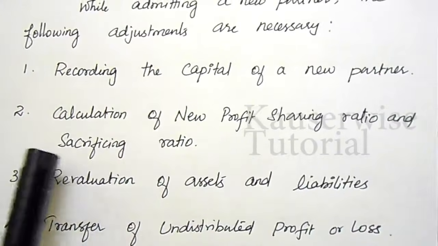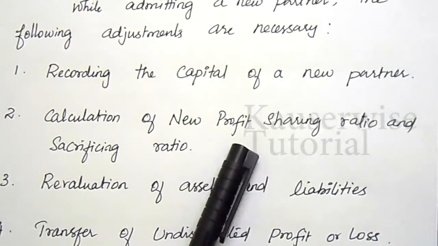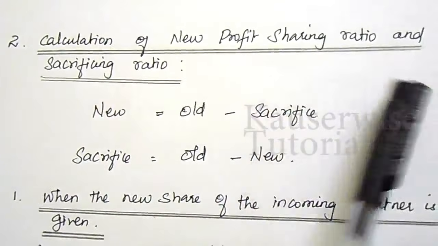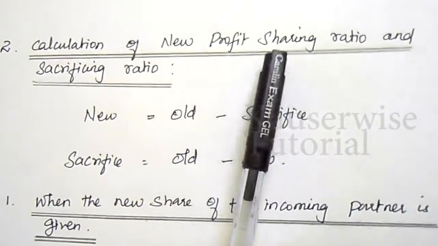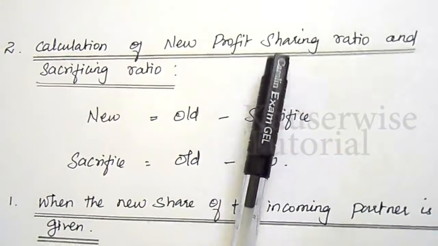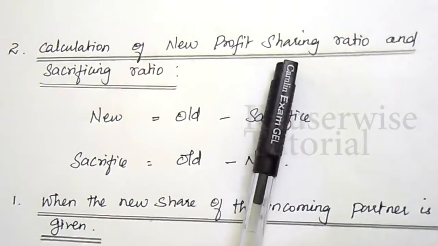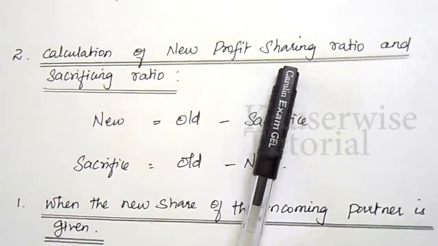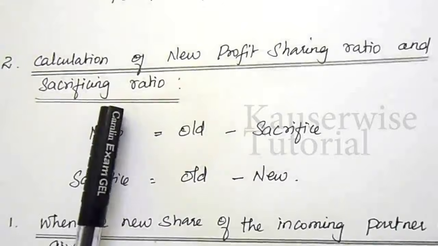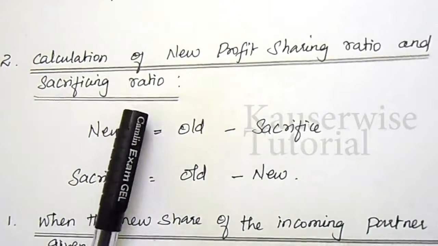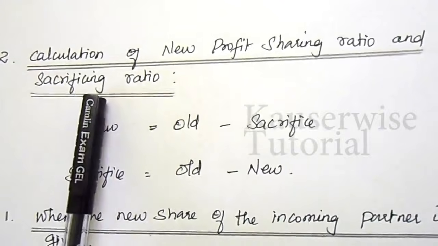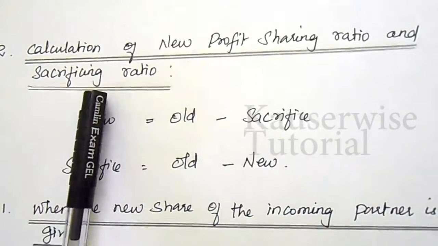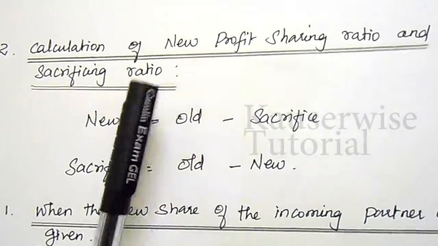The next adjustment is calculation of new profit sharing ratio and sacrificing ratio. New profit sharing ratio means the ratio in which all the partners, including the new partner, share the future profit and loss. The second one, sacrificing ratio, means the ratio in which the old partners have agreed to sacrifice their share in profit in favor of a new partner. These are the important ratios we need to calculate.